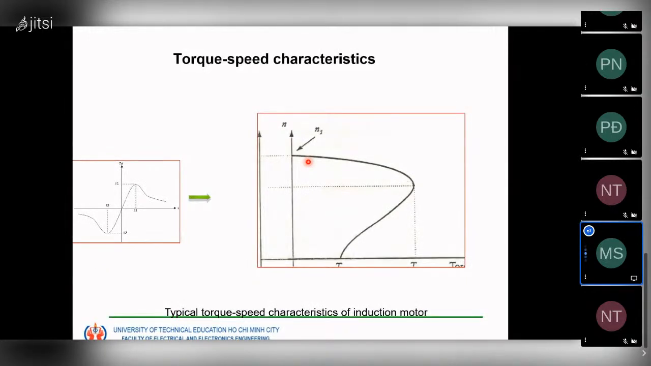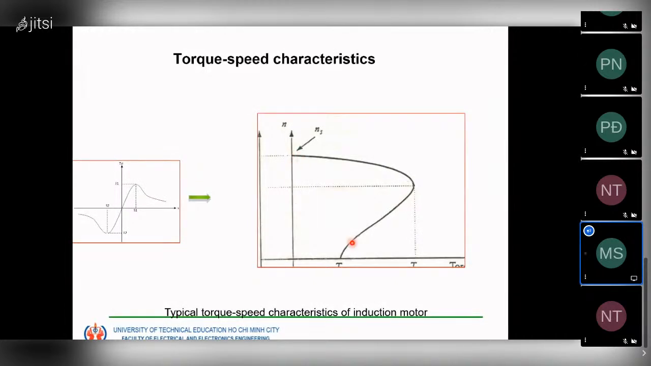We have three special points in this curve. The first one, synchronous speed. The cross-section point with the vertical axis we call synchronous speed. When the speed is equal to synchronous speed, the slip will be equal to 0. Do you agree with me?